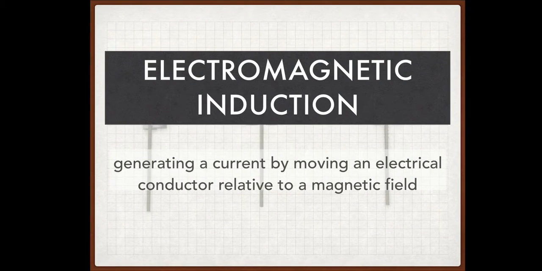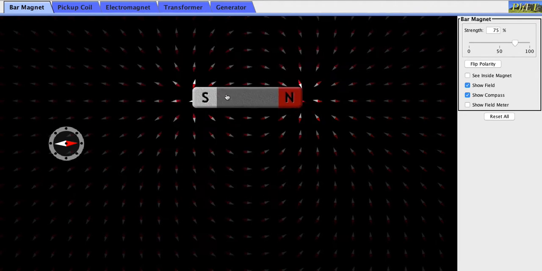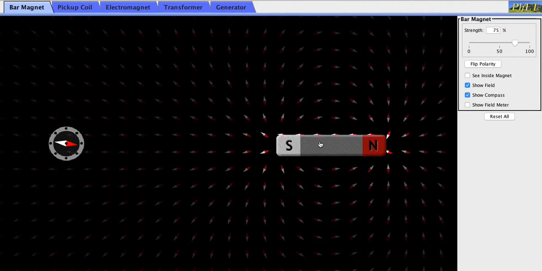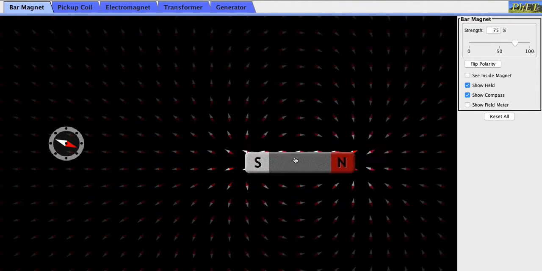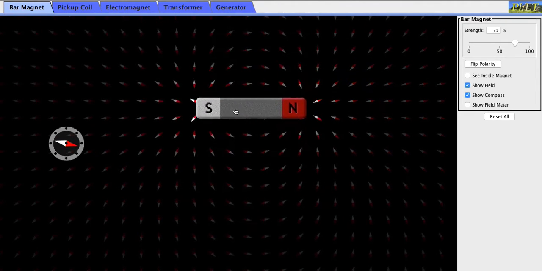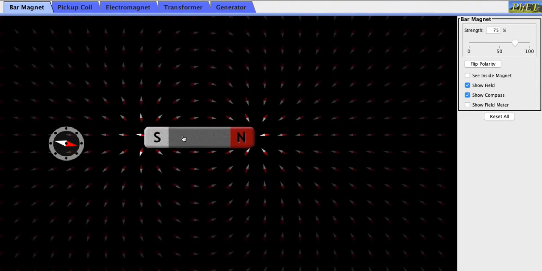So electromagnetic induction. The definition of this is generating a current by moving an electrical conductor relative to a magnetic field. So let me demonstrate what this is referring to. As I begin this discussion, let's first take a look at the magnet and the effects that it has. Here you can see that the magnetic fields are turning the compass, right? So there's a magnetic field on this magnet that's pretty obvious.